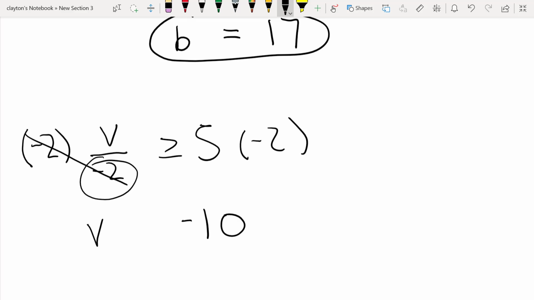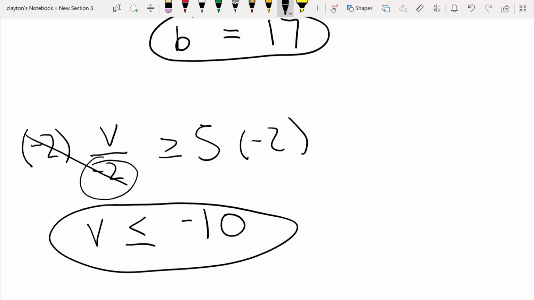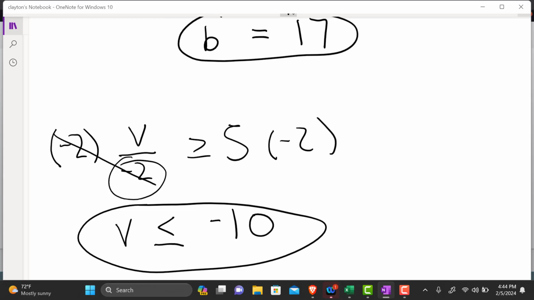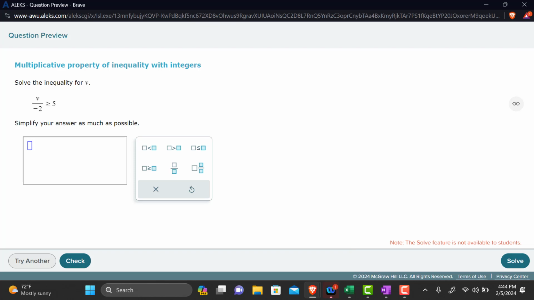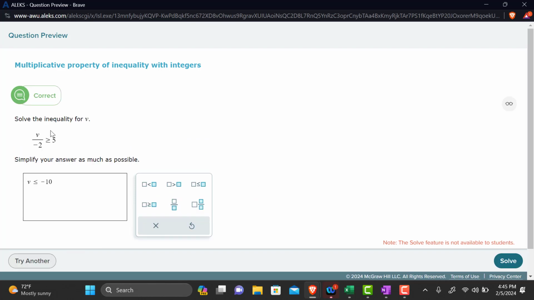Now, if you divide or multiply by a negative sign with an inequality, the inequality is just going to change directions, right? So now we have v is less than or equal to negative 10. Right, so again, be careful. That inequality, very easy to forget. It changes directions when dividing or multiplying by a negative value.